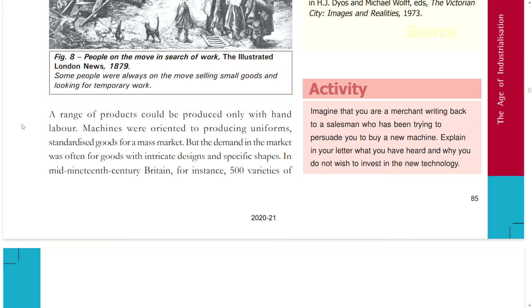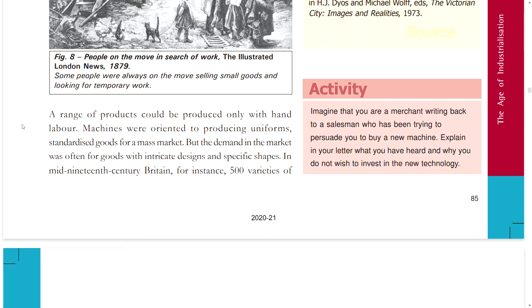Activity: Imagine that you are a merchant writing back to a salesman who has been trying to persuade you to buy a new machine. Explain in your letter what you have heard and why you do not wish to invest in the new technology. Comment on this.